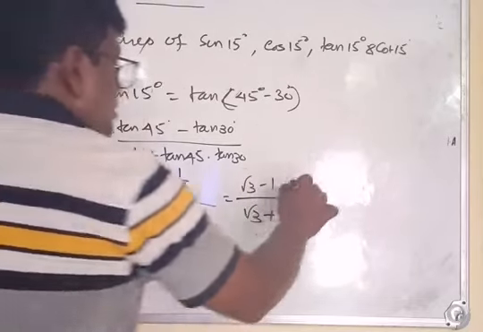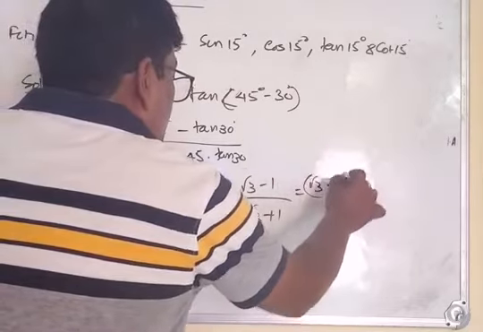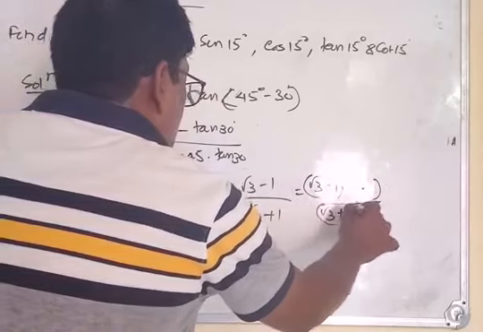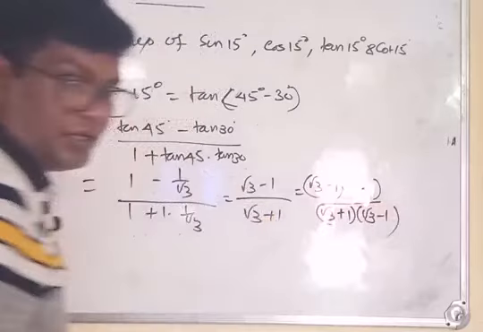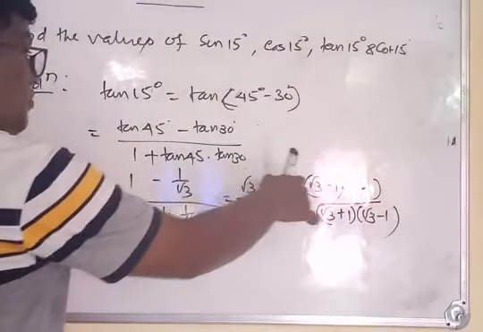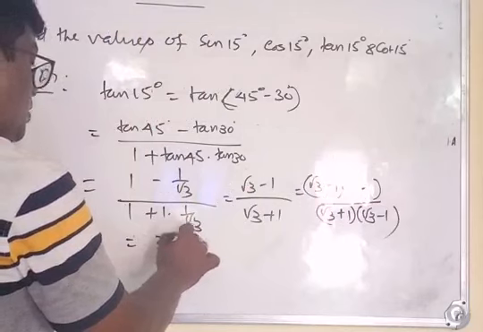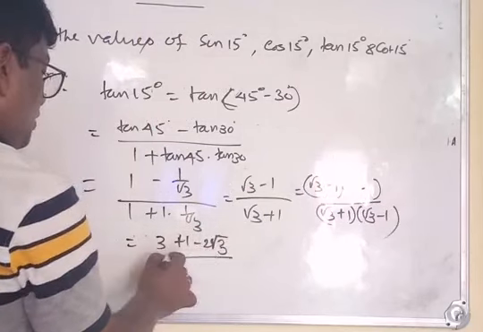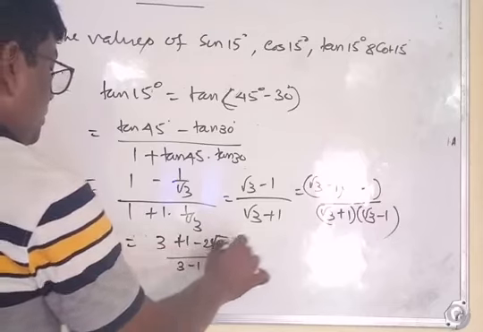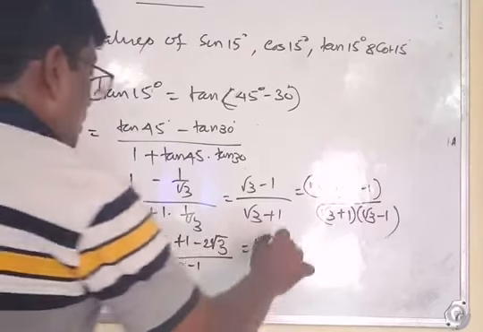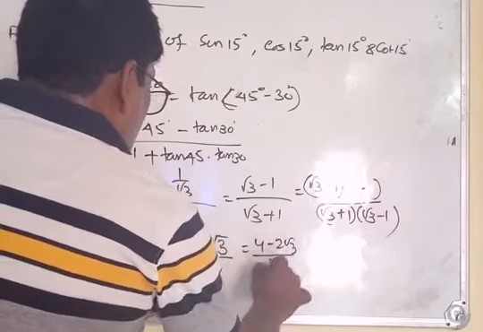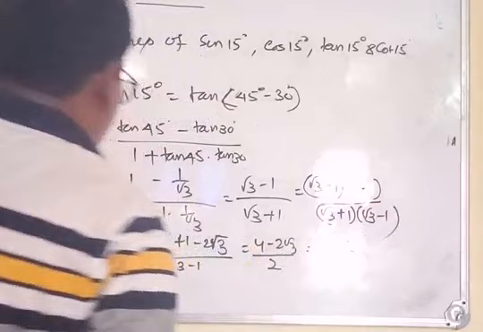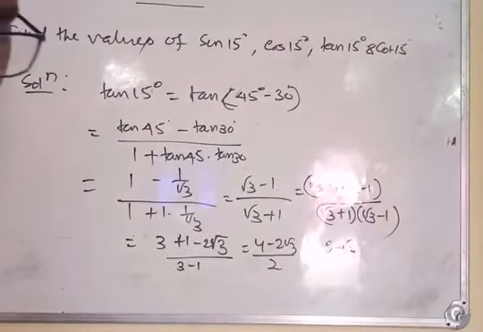And rationalize this. (Root 3 minus 1) into (root 3 minus 1) divided by (root 3 plus 1) into (root 3 minus 1). Clear? And this is equal to, a minus b whole square, (3 plus 1 minus 2 root 3) divided by (3 minus 1). This is equal to (4 minus 2 root 3) divided by 2, which is equal to 2 minus root 3. So tan 15 is equal to 2 minus root 3.